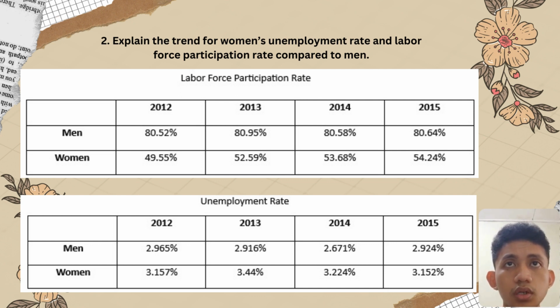For question number 2, we can see the trend of unemployment rate, where in the beginning, women's unemployment rate increased from the first year to the second year, but then decreased for 2 years. On the other hand, men's unemployment rate decreased in the beginning for 2 years, but increased in the last year. For the labor force participation rate, the trend for women constantly increased from 2012 until 2015. On the other hand, men's labor force participation rate increased from 2012 to 2013, but then decreased in 2014, and in the last year, the rate increased again in 2015.